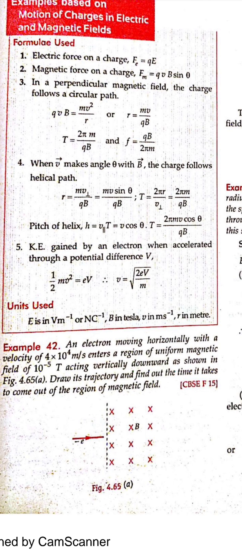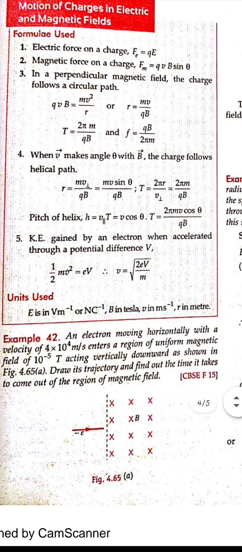From here, the radius for that particle will be equal to mv sin theta upon qB, because only the perpendicular component of the velocity is working on it. So the radius is given as mv sin theta upon qB, because we have resolved the velocity into horizontal and vertical components. In the helical path it is rotating in the yz plane, perpendicular to the magnetic field. So we can say the radius is mv sin theta upon qB.